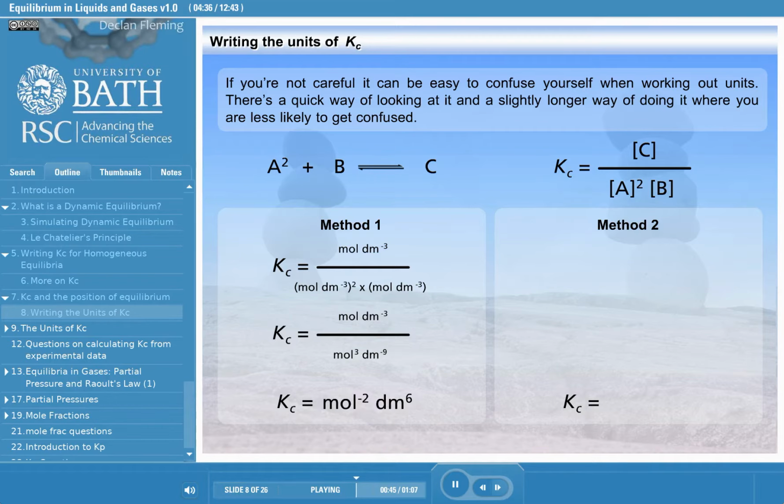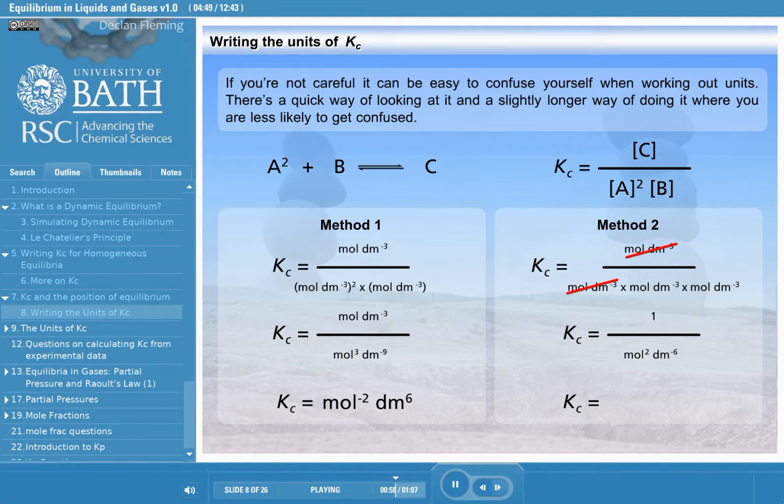If you feel you might get confused looking at index laws, you can always write out all of the units multiplied out. You can then cross out the ones that cancel. That leaves us with 2 lots of moles per decimeter cubed on the bottom. Multiply them together, and because they appear on the bottom of the fraction, they need to have their indices multiplied by minus 1. This gives us the same answer, thankfully.